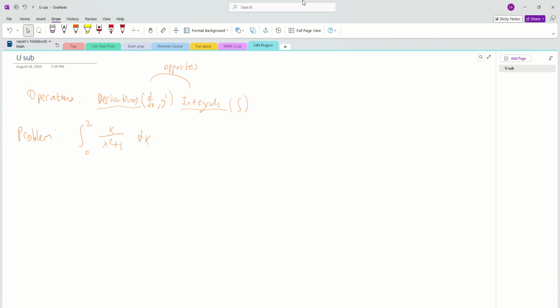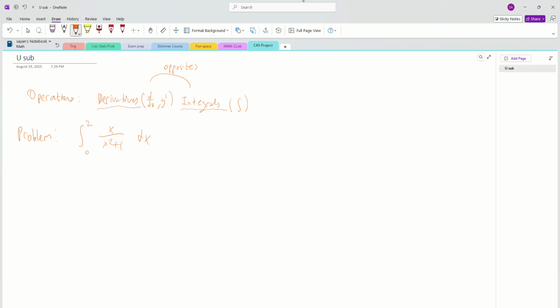Hello everyone, in this video we are going to be solving this integral over here whilst also learning the technique U substitution, or U sub for short. You can think about it sort of like the inverse chain rule. So I've also introduced bounds. I talked about this before. They're essentially limits for our integral.